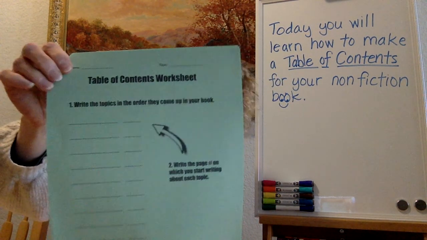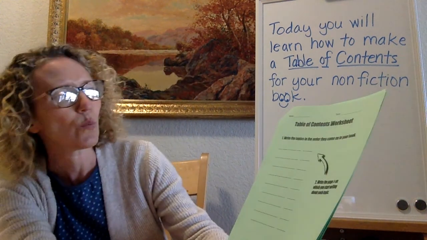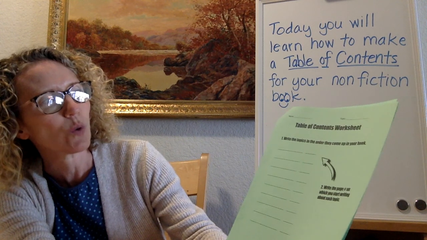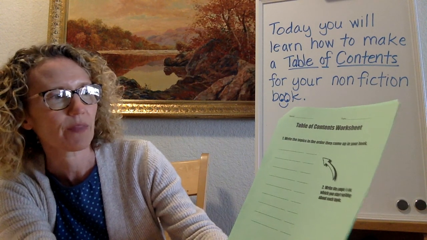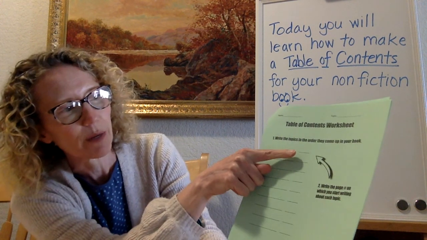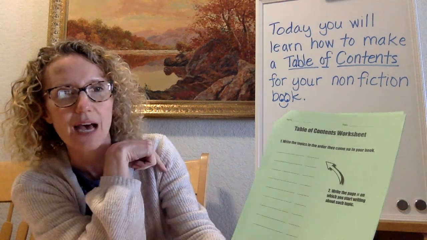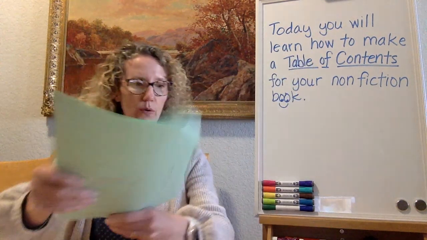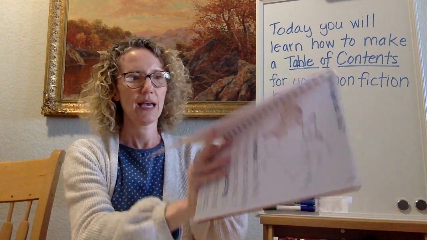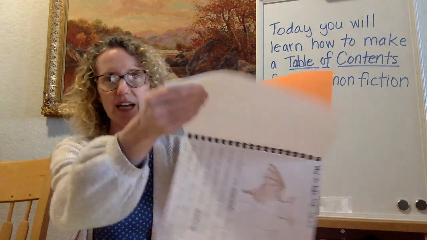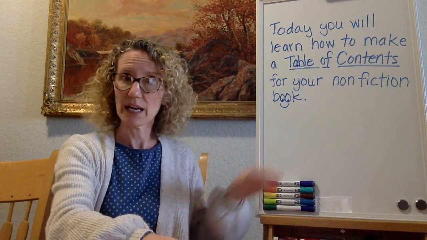Table of Contents worksheet. And all it wants you to do is, the directions say, write the topics in the order they come up in your book. And then write the page number on which you start writing about that topic, right there. So, what we need to do is get our final copy. And on page number, mine is page number 1 of my book, because this is where you're going to end up writing your table of contents, on this blank page in the front. So for right now, skip that.